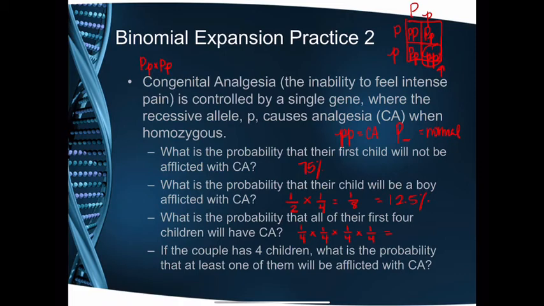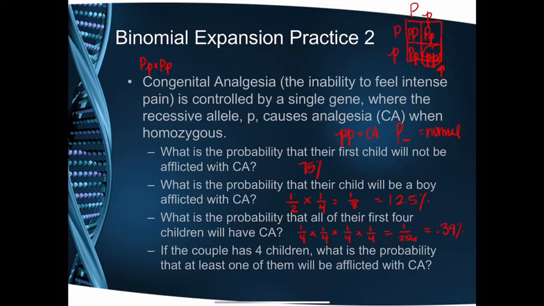It's 1 out of 256, or 0.39%. So not very likely that they're going to have all of their kids with CA, all 4 of their kids with CA. Okay? And we multiplied them because we're looking at 4 different ones that they would all have it. So we're looking at that collectively.